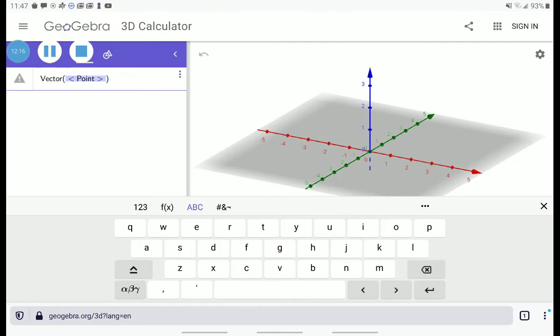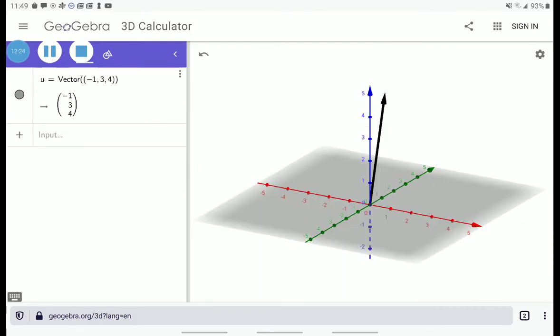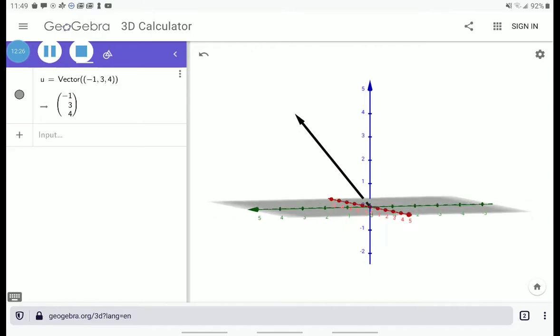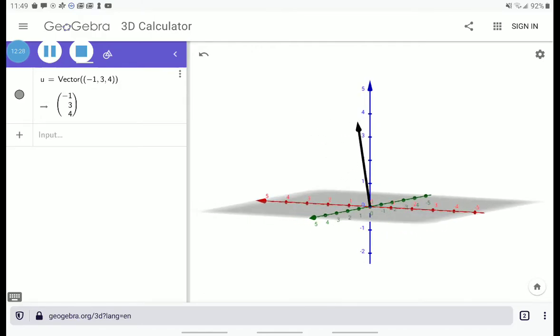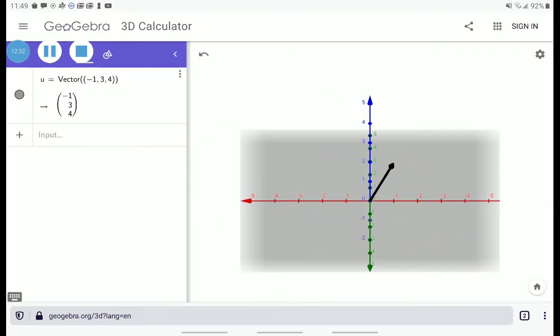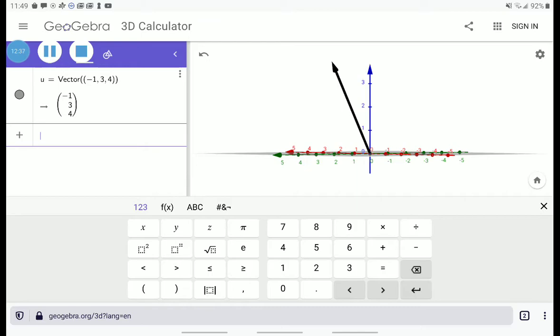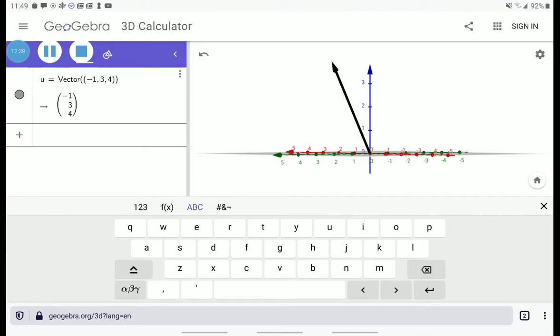Then my point, this is the original vector, was negative 1, 3, 4. When I type in negative 1, 3, 4, you can see that position vector. It's that black one right there. I'm just rotating it. Now, let's type in our unit vector. I'm using the same function.